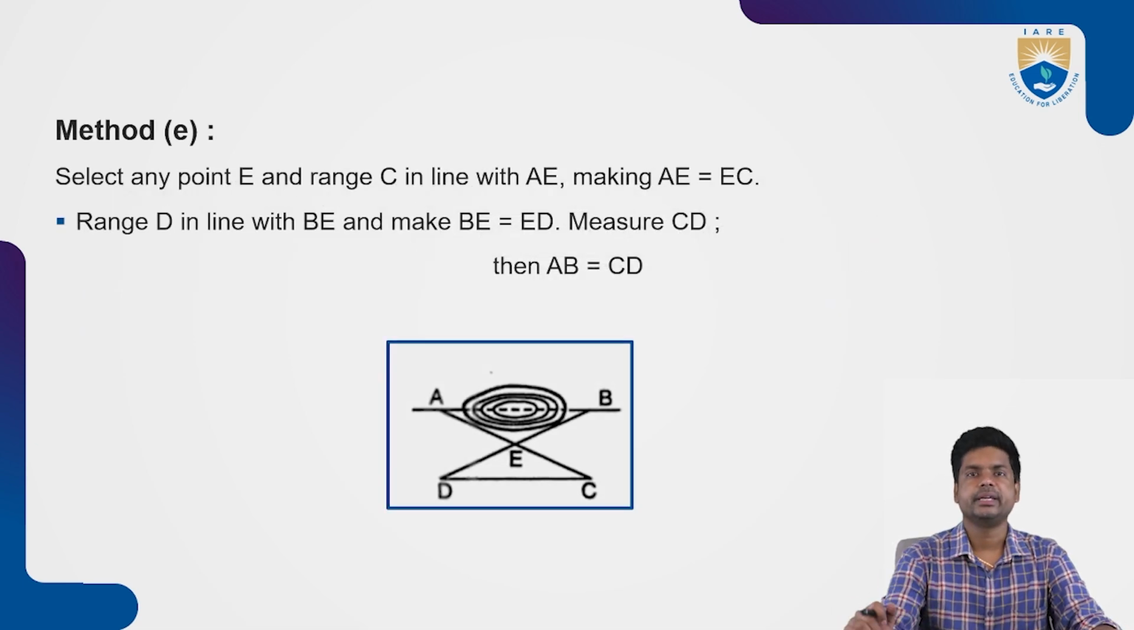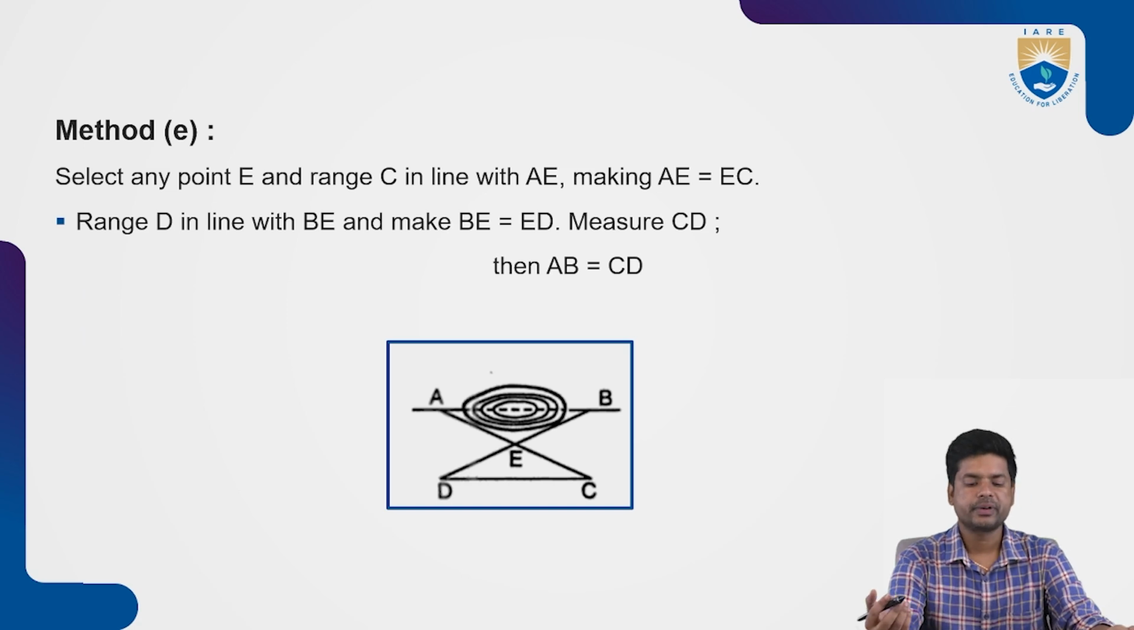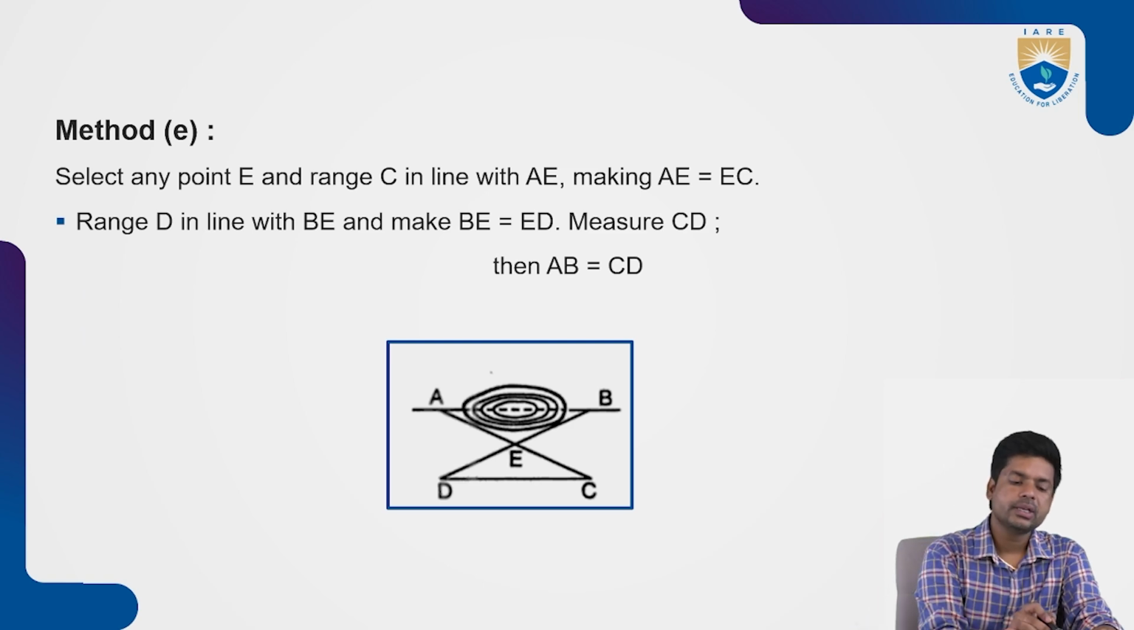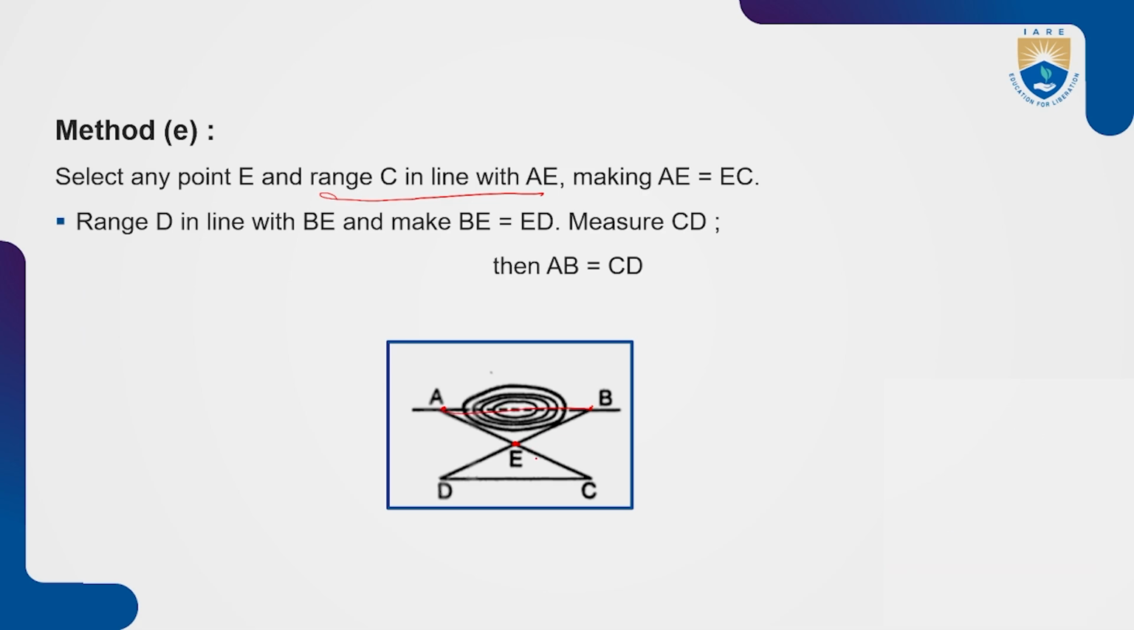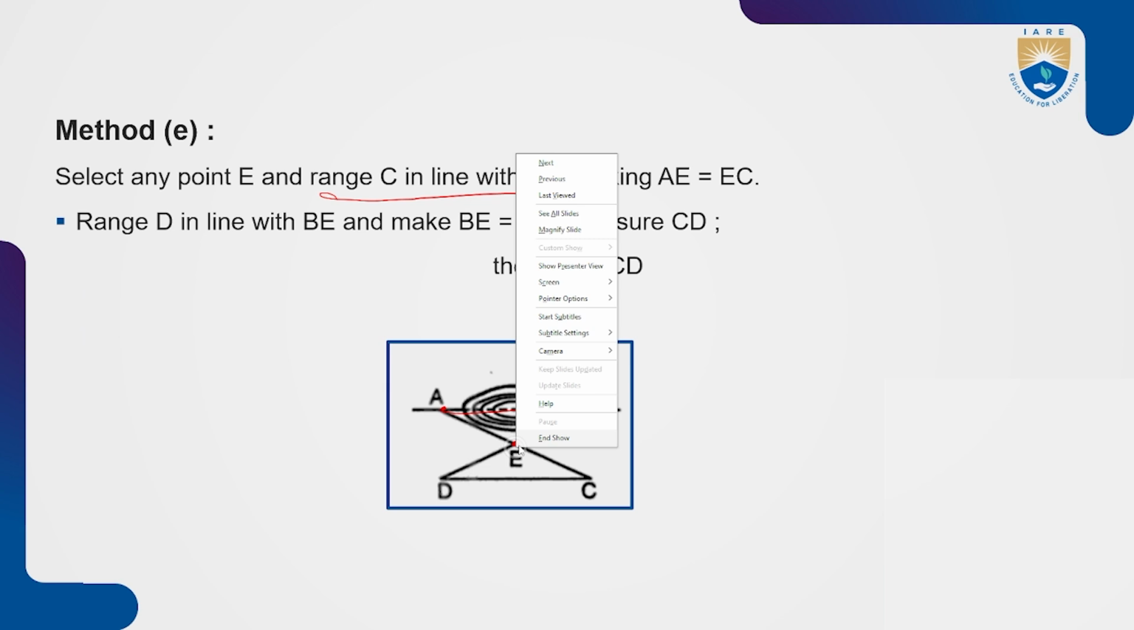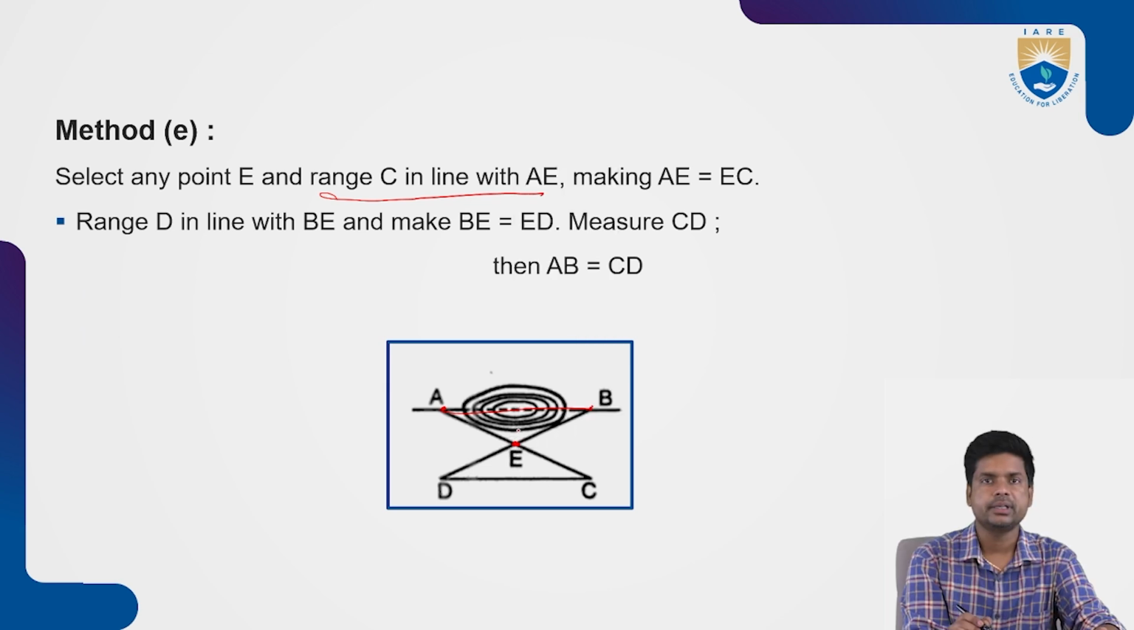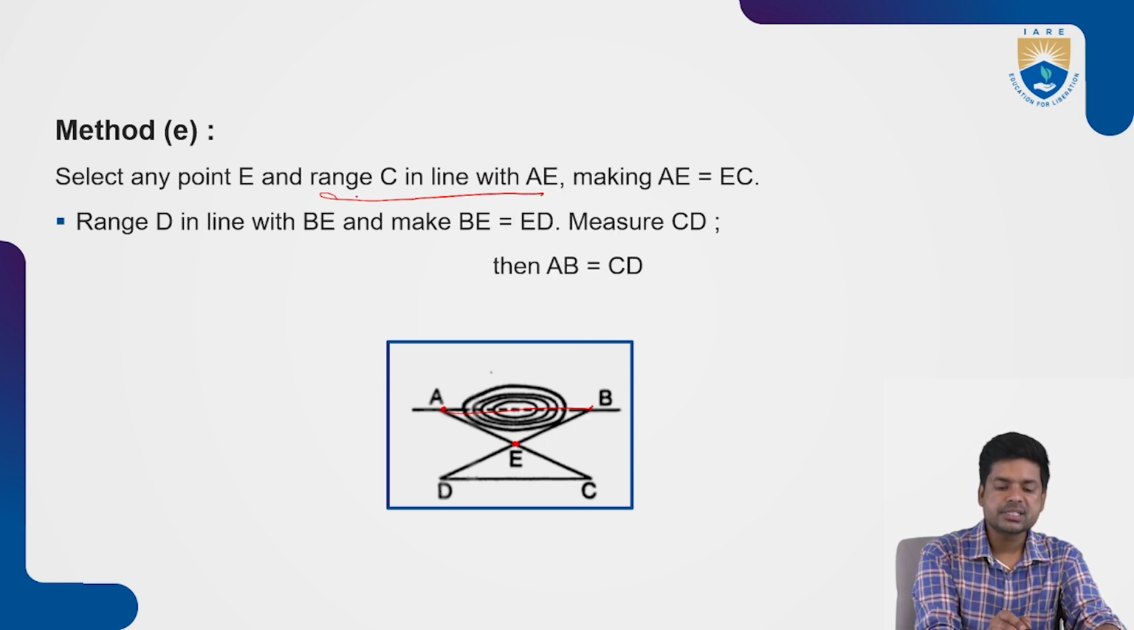Now method E. The next method for determining the length between 2 points, or a chain line, when you get an obstacle: select any point E and range C in line with AE. Here these are the 2 points A and B, and we have to measure the distance between them. To measure that, first we have to locate the point E here.